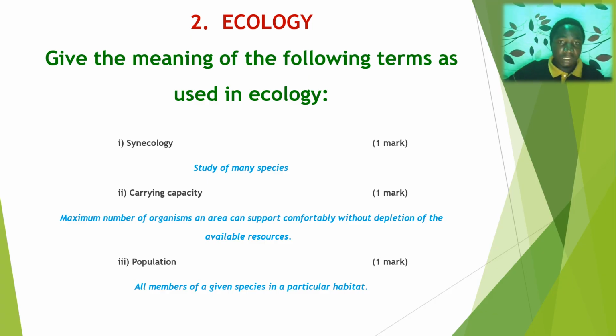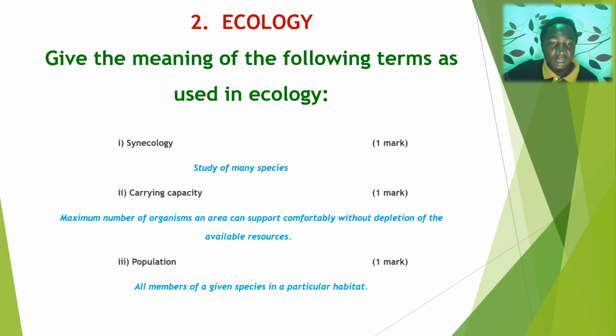Remember, we have population and then we have community. Population is basically one type of species, but community is a group of different species coming together to form a community. And if you study a community, that becomes synecology. What about carrying capacity? Carrying capacity is the maximum number of organisms an environment can support comfortably, without depletion of the available resources.